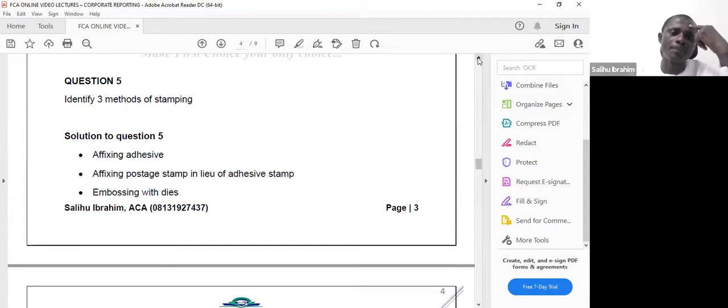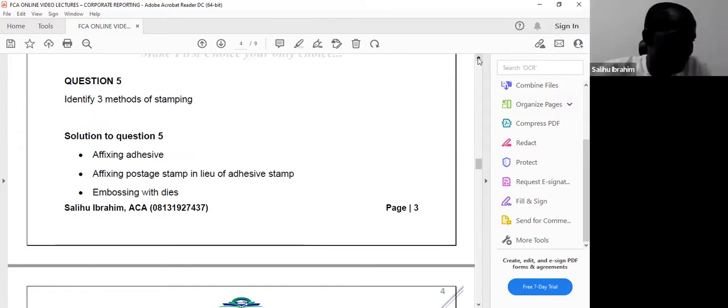Number 2, affixing postage stamp in lieu of adhesive stamp. So postage stamp means the normal stamp you know. Instead of the normal stamp like the ICAN stamp, we can have your normal stamp like this. You just look back and the thing will appear on it. So in lieu of affixing adhesive, you can use a postage stamp instead. We are all familiar with postage stamp. We have at least one in our office. No one will tell me he has not seen a stamp before.